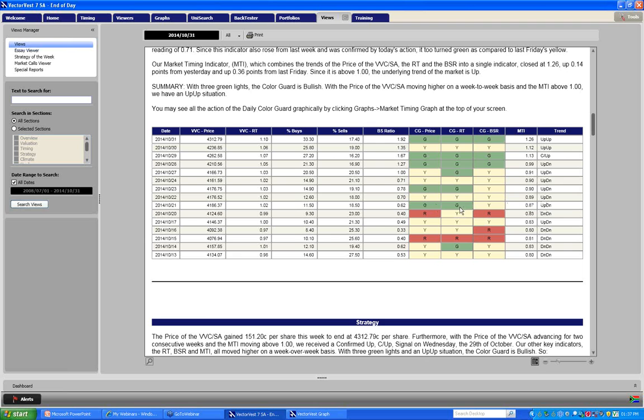Now, what are these green lights? The first column is the price of the Vectorbased composite, and the second column is the RT, or the momentum of the Vectorbased composite. And we measure a short-term 5-day rate of change of the price and a 5-day rate of change of the RT. And if those are rising above a threshold level, we color them green.